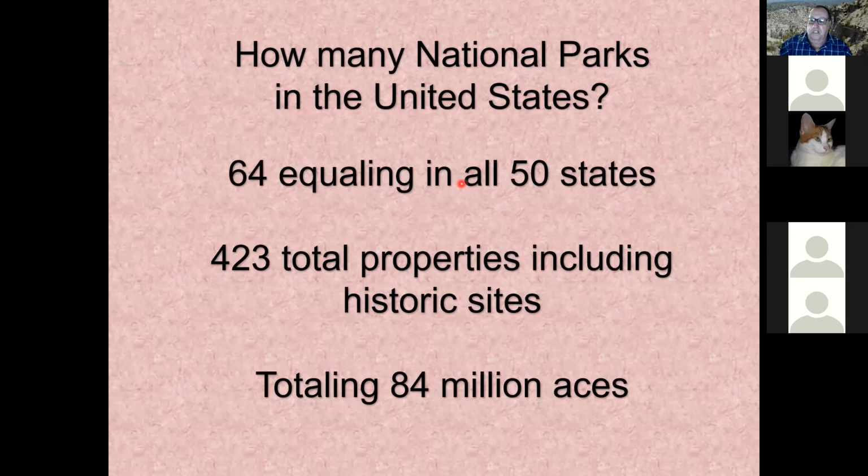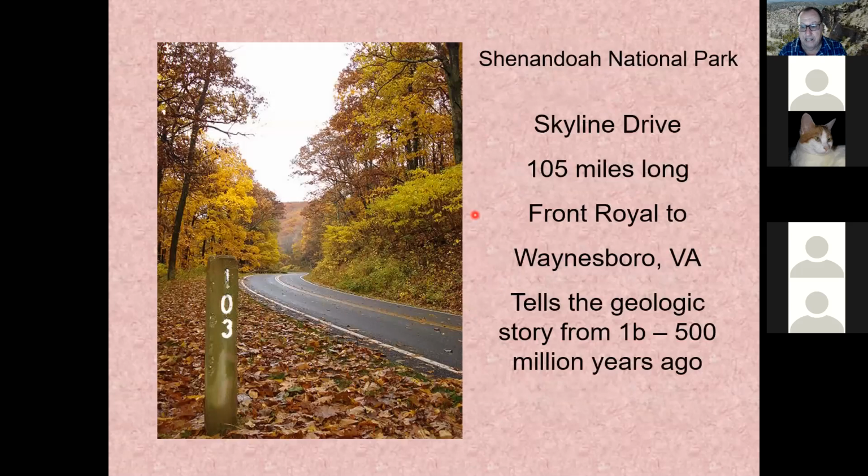So there's actually 423 total properties that fall under the National Park Service in the federal government. But most of those are historical properties, and they do not have national park behind their name. And they total about 84 million acres of land. So that's a lot of territory around the country.